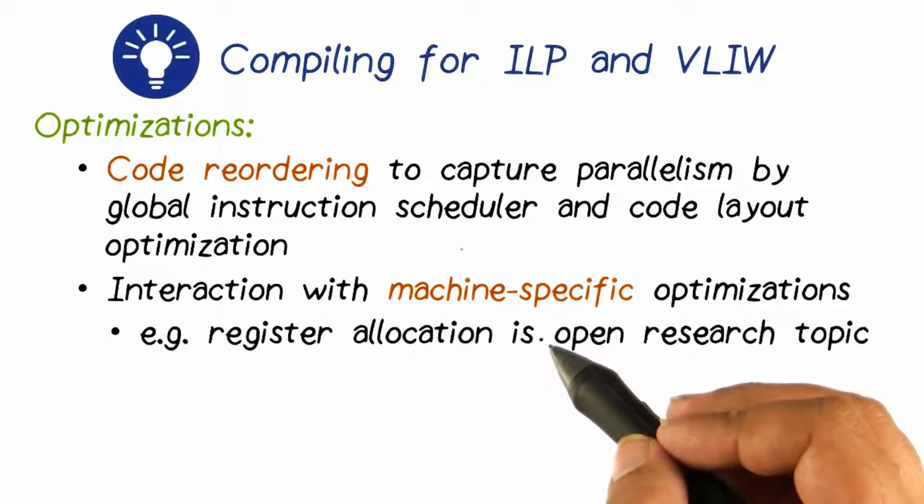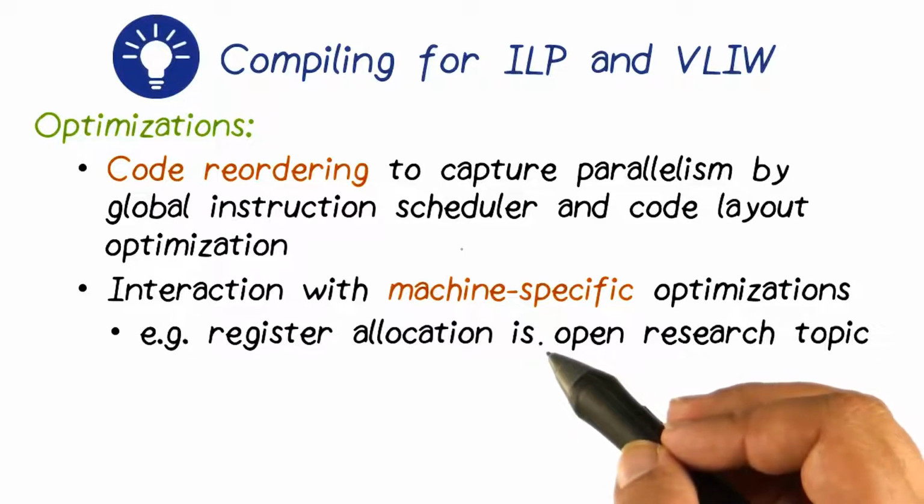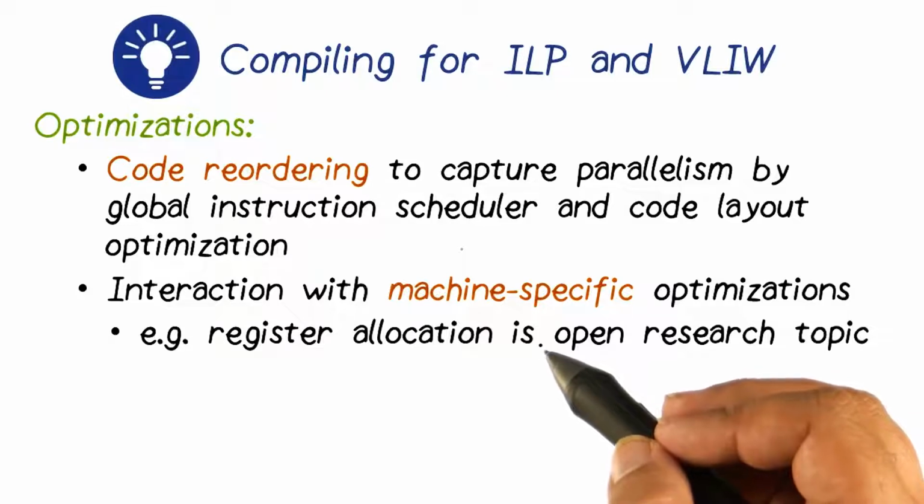What could be a good example of a machine-specific optimization? In many embedded VLIW processors, the number of registers is different. Not only the number is different, the way the registers are organized is also different. Some of them are clustered, some of them are unclustered, some of them are inside a file, and so on. And so the register allocation is a very, very machine-specific optimization which differs from one VLIW to the other.